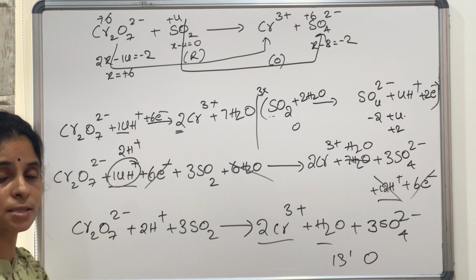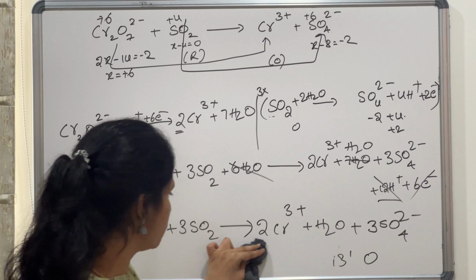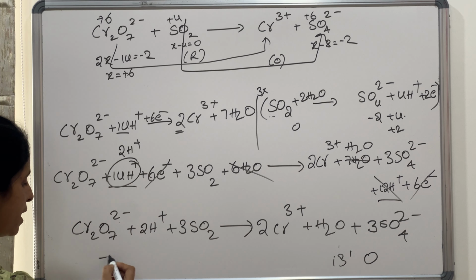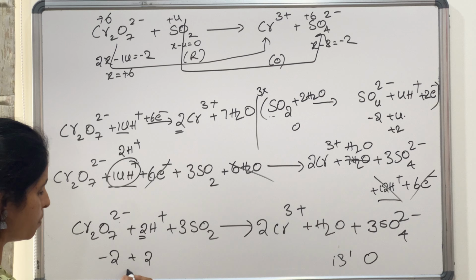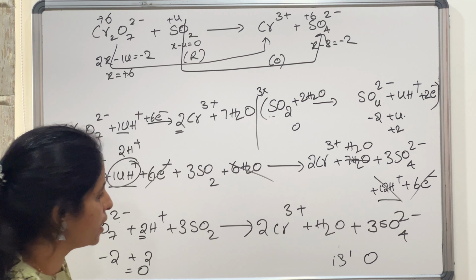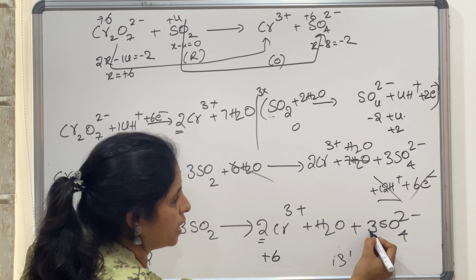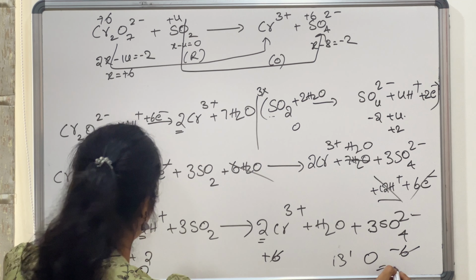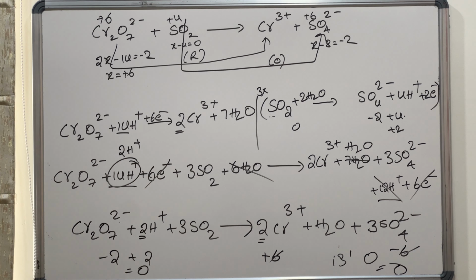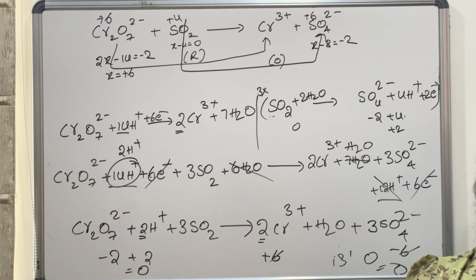Most of the students will be confused how to balance the charge. No need to worry, just here it is minus 2, 2 into plus 1, it is plus 2, minus 2 plus 2, 0. So here 2 into plus 3, it is plus 6, 3 into minus 2, it is minus 6, minus 2 plus 0. So overall charge is also balanced. This is how you can balance any equation.